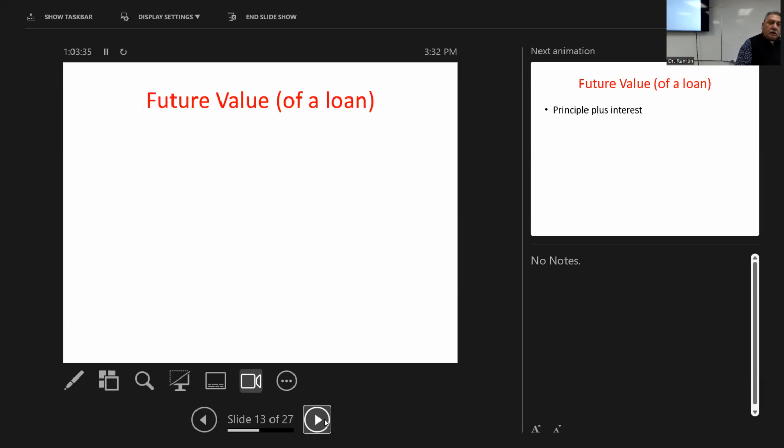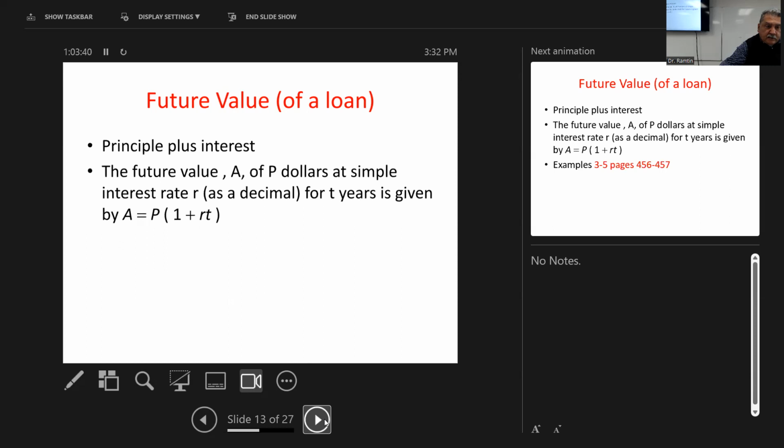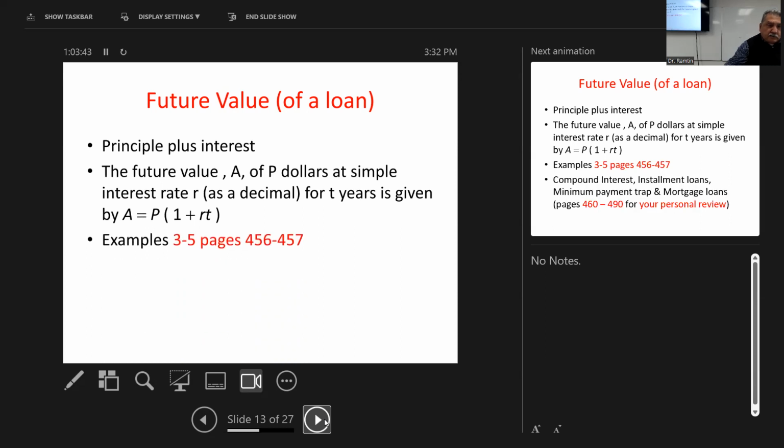Now we also have future value and a kind of more compound interest on page 456. You have the principal plus the interest, but the future value A of P dollars at a simple interest rate R for T years is given by this formula: A is equal to P times parentheses 1 plus RT. So let's look at example 3 on page 456, at the bottom of the page.